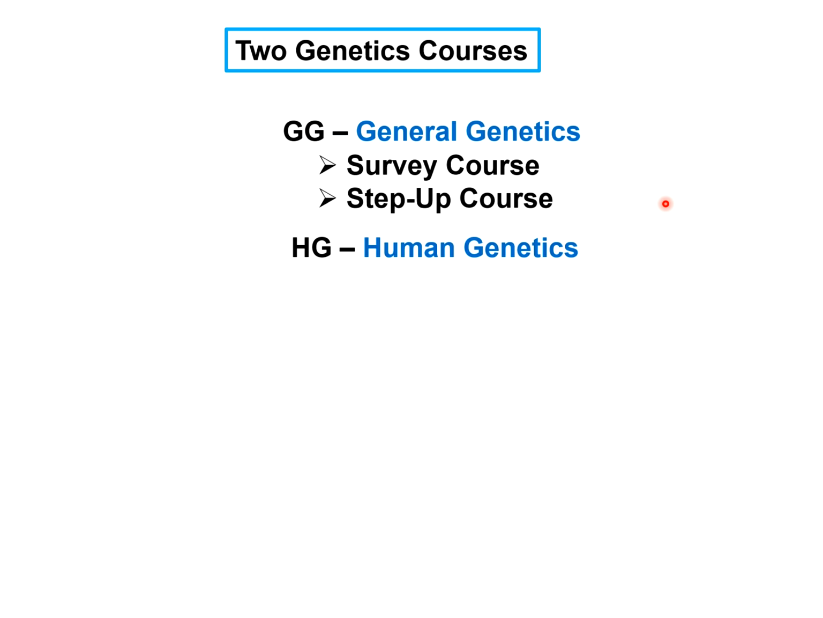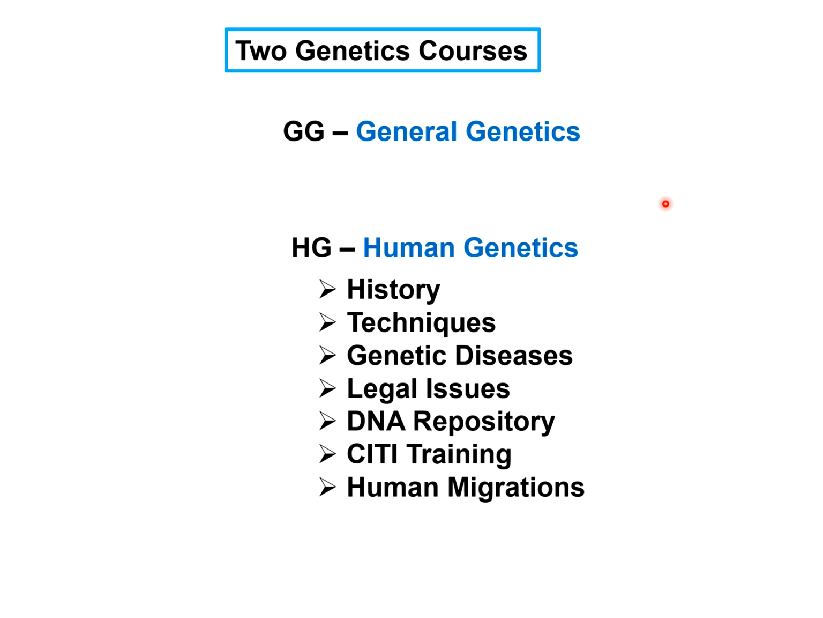And then for human genetics, we have a whole series of areas we'll talk about. We'll cover a little bit of the history of human genetics, some of the techniques involved to generate data, and a lot of discussion about genetic diseases, chromosomal based and other genetic diseases, and legal issues that are out there and how you handle them. We'll talk about different DNA repositories and how those are used, the training that's required for people doing these sorts of studies with humans, and how you store human data and how you analyze it. And then we also cover things like human migrations, both ancestral migrations as well as more modern ones, such as the great migrations of the 20th century in the United States.